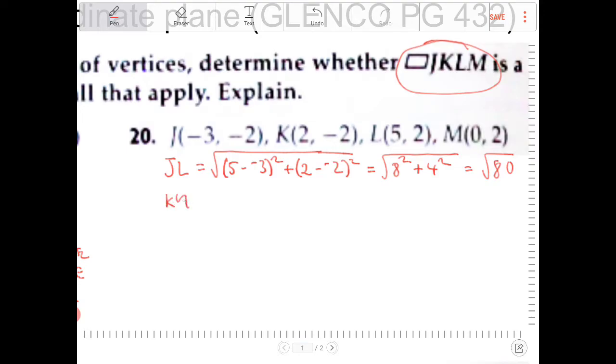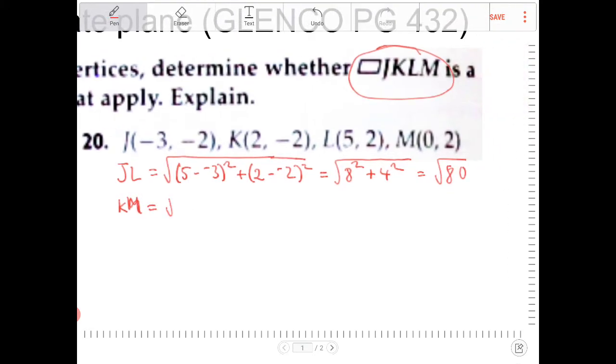KM is equal to the square root of 0 minus 2 squared plus 2 minus negative 2 squared. Let's see if this actually works out.